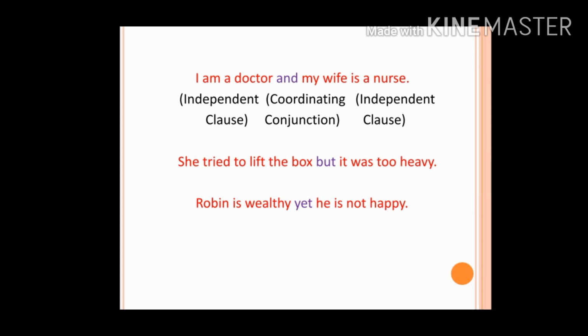Second sentence: She tried to lift the box but it was too heavy. In this sentence, both "she tried to lift the box" and "it was too heavy" are independent clauses and are joined by the coordinating conjunction "but". Next sentence: Robin is wealthy yet he is not happy. Here, "Robin is wealthy" and "he is not happy" are both independent clauses. Subject and predicate is there. And it is joined by the coordinating conjunction "yet".